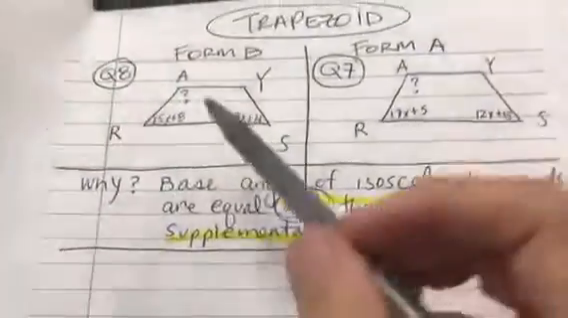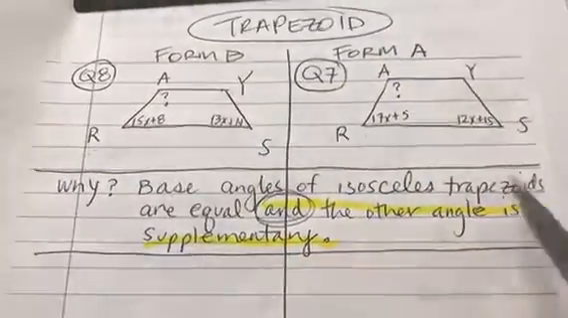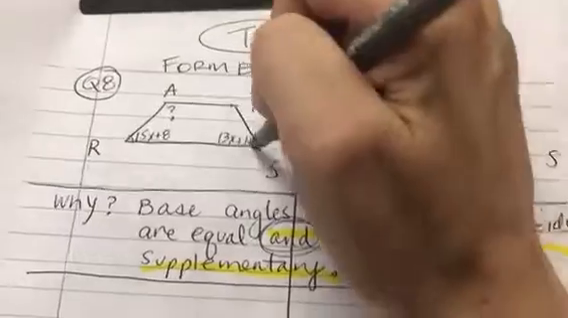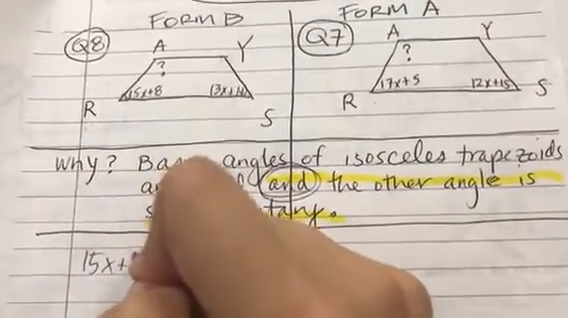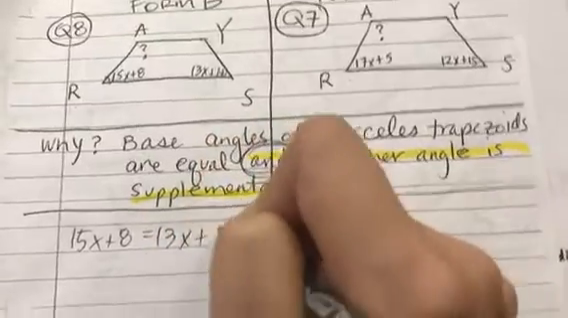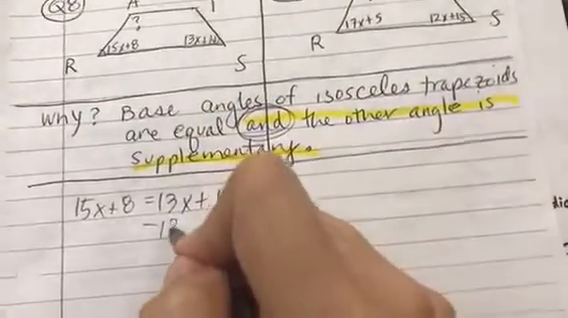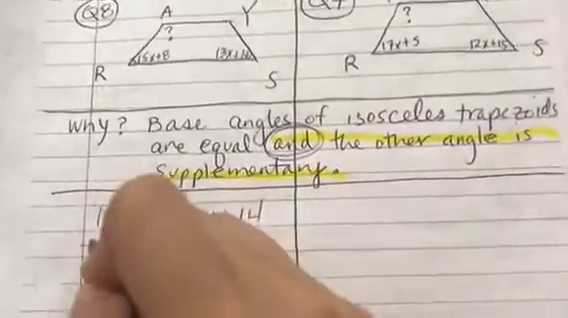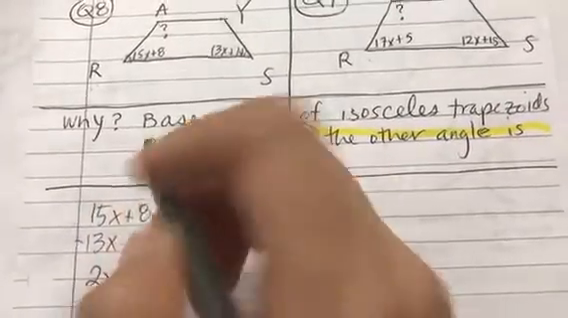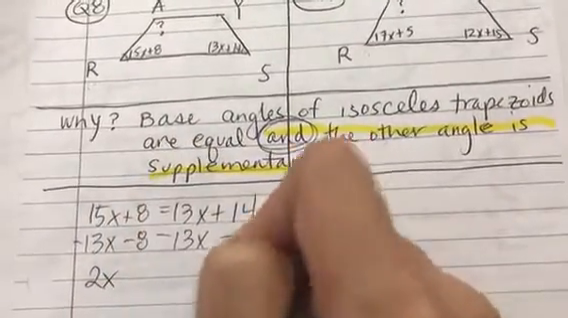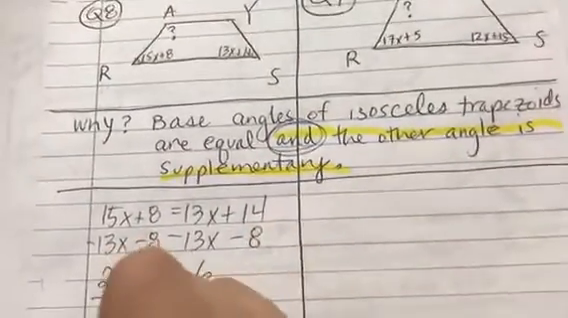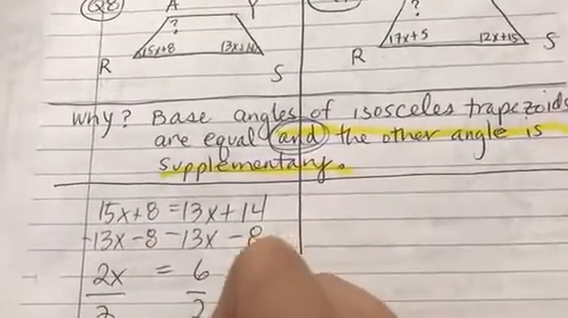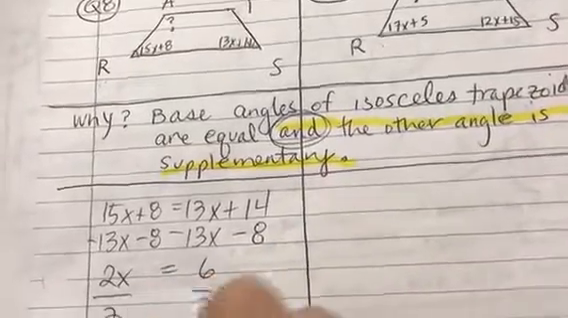Let's take a look at how we'd set these up. We know base angles are equal, so necklace, necklace. So we get 15x plus 8 is equal to 13x plus 14. And let's go ahead and get x by himself on one side. So 14 minus 8 would be 6. So I quickly solve for x is 3, but that doesn't really solve my problem.